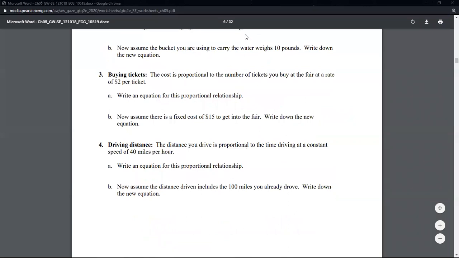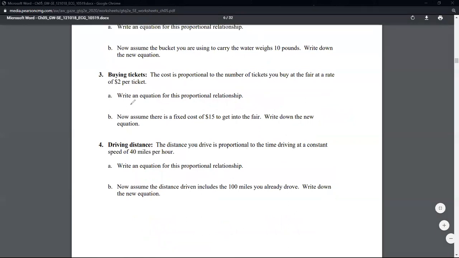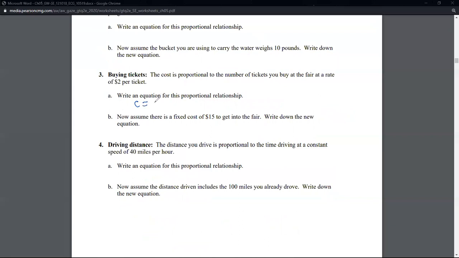Last but not least, and I'll even write that last one up there. C equals 2T plus 15. Driving distance. The distance you drive is proportional to the time driving at a constant speed of 40 miles an hour. So no braking, no accelerating, no traffic, no pit stops. We're on the road. We're going, we're going, we're going. We got cruise control on.